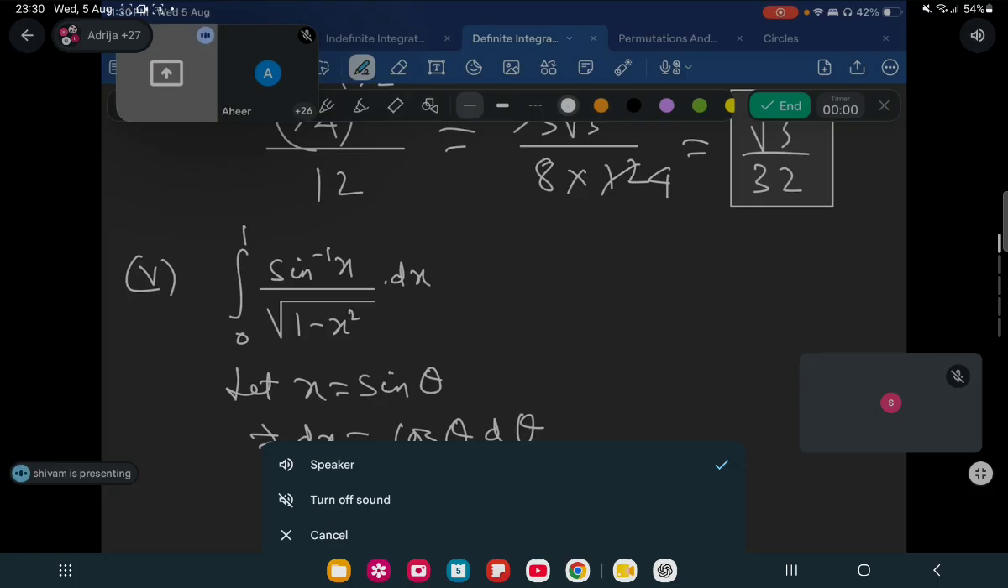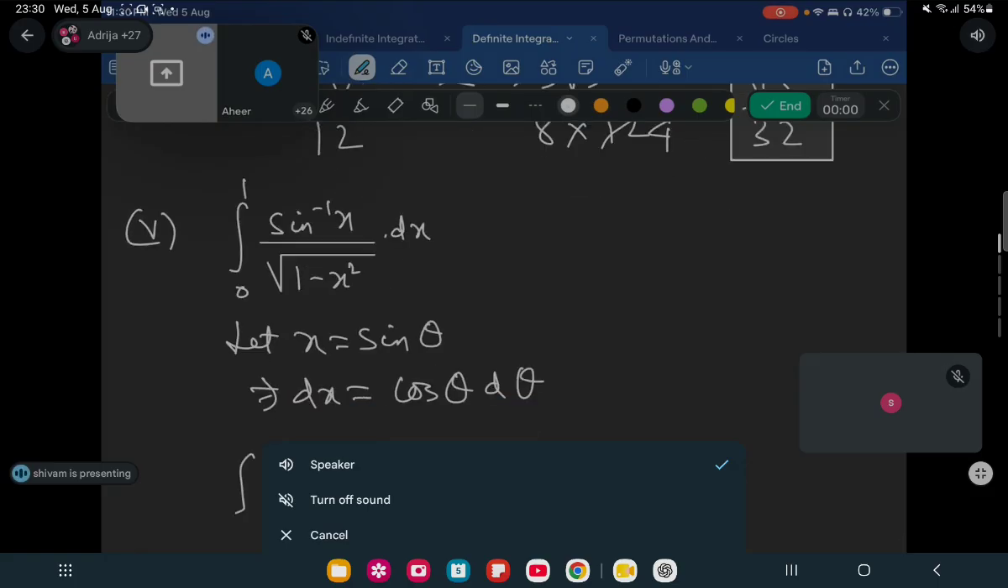Okay. So as x tends to 0, theta is 0 only. As x tends to 1, theta will be equal to pi by 2. Sine inverse x, so sine inverse sine theta will become theta. Into dx is equal to cos theta d theta, divided by root over 1 minus x square, which is cos theta only. Cos theta will get, and it will be positive.